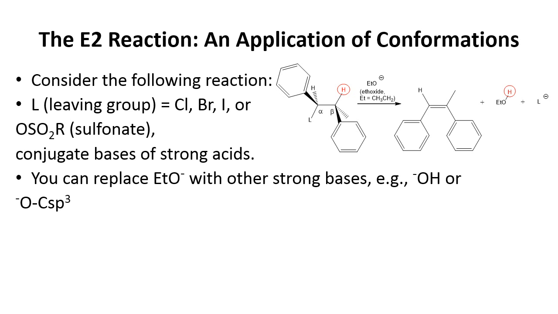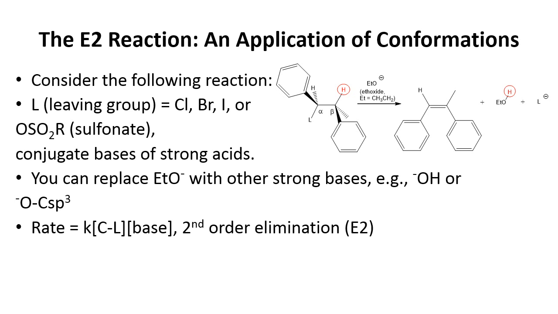What are these? Well, they could be hydroxide, OH-, or anything with a negatively charged oxygen connected to an sp3 hybridized carbon. The rate of this reaction is equal to a rate constant k times the concentration of the compound with the leaving group raised to the first power times the concentration of the base raised to the first power. Thus, the overall order of this reaction is second order. We call it an elimination reaction because we have knocked pieces off the molecule or eliminated them from the molecule. And as a second order elimination, we designate it E2.